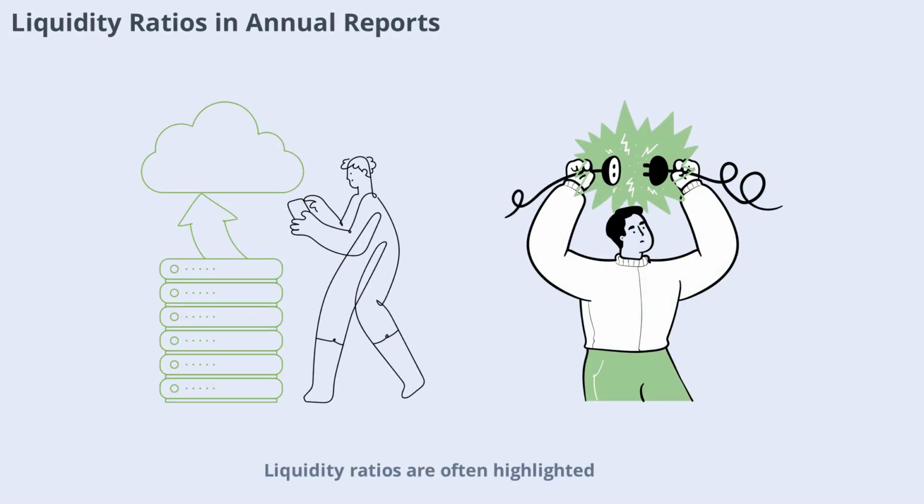Liquidity ratios are often highlighted in annual reports and financial statements. Investors and analysts look for trends and compare ratios to previous years and industry peers. Transparent reporting of liquidity ratios builds trust and helps stakeholders make informed decisions.